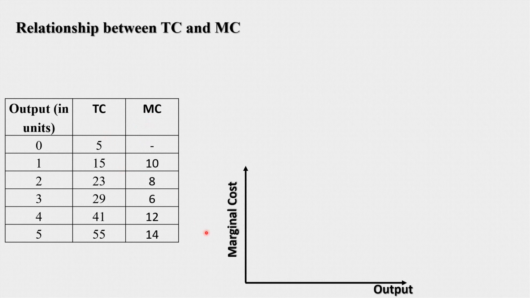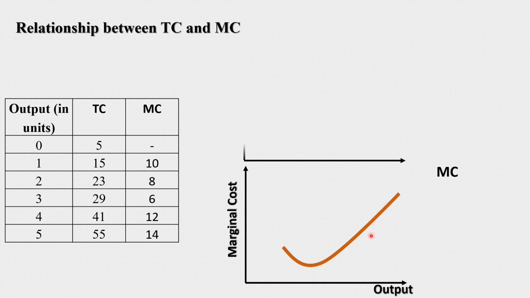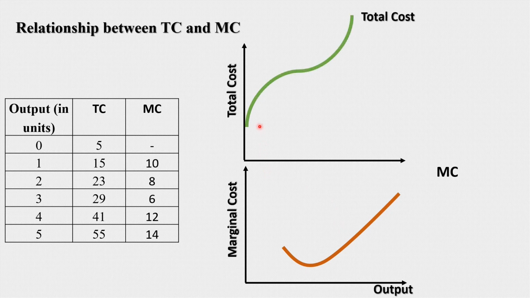Now let us see the relationship between total cost and marginal cost. Remember one thing, marginal cost is the change in the total cost. Let us see the marginal cost first. The shape of the marginal cost, we know, is U shape. The shape of the total cost is inverse S shape. Initially what is happening? Initially the total cost increases at a decreasing rate, and the marginal cost is decreasing.